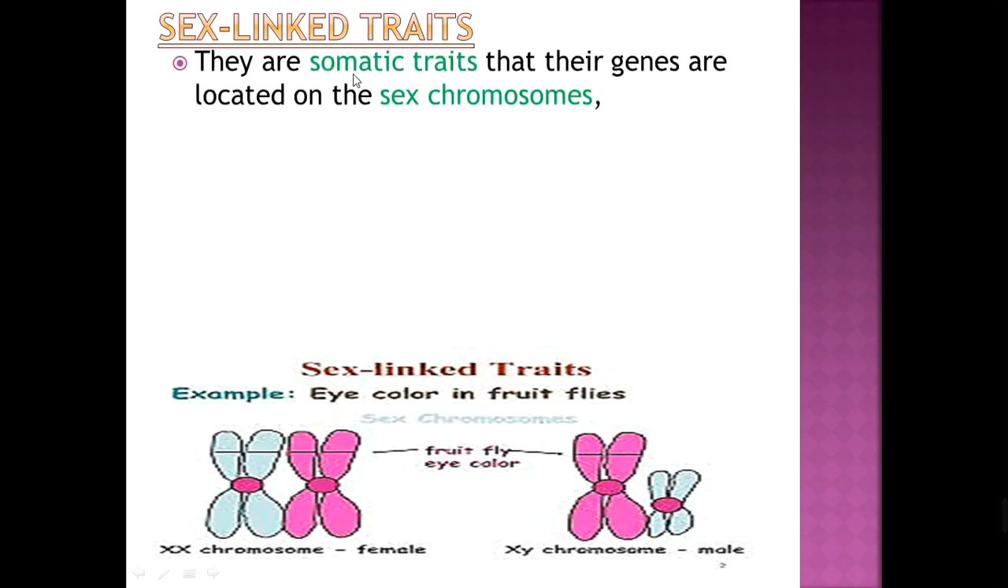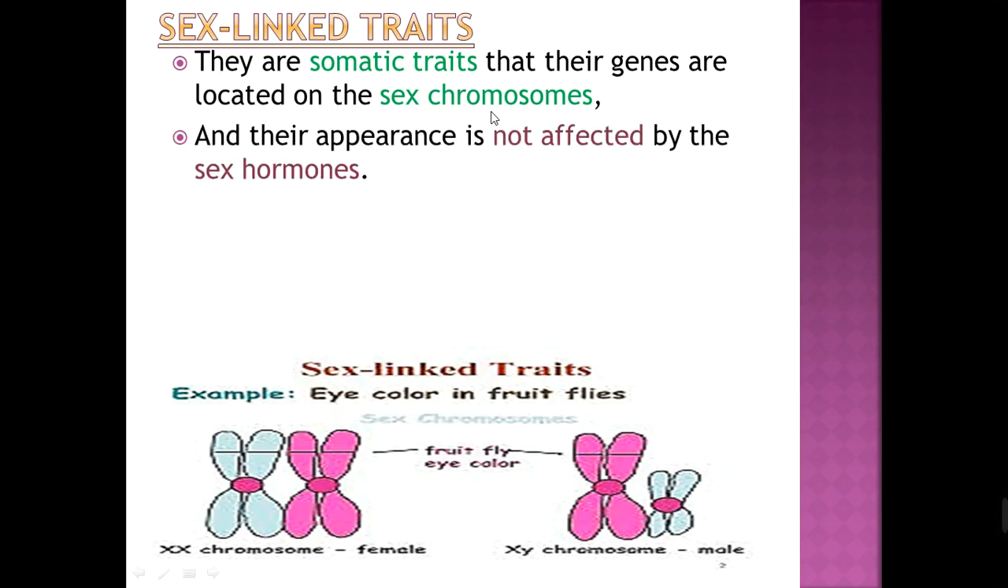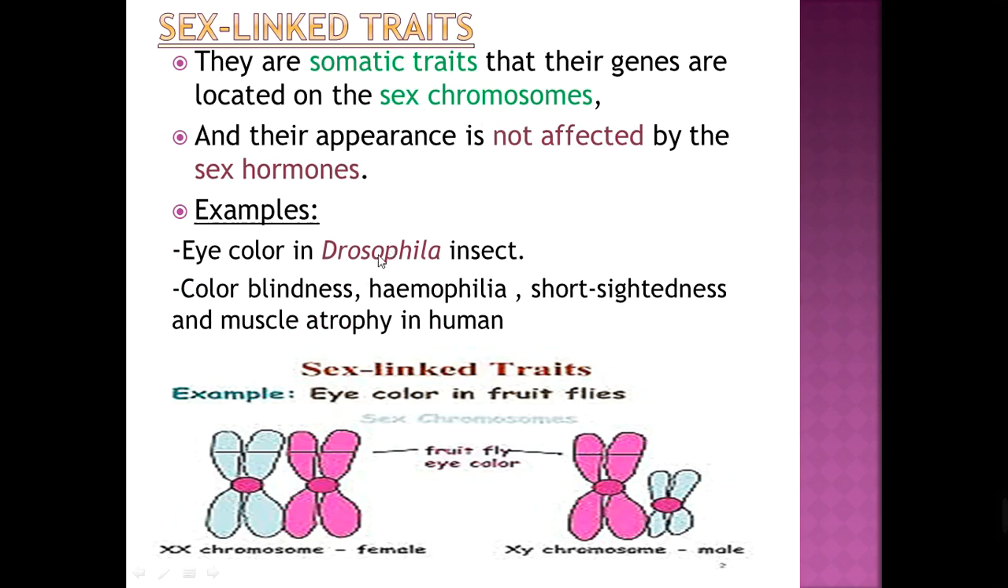So sex linked traits are somatic traits, meaning the character appears on the body, but their genes are located on sex chromosomes. This character is carried on the sex chromosomes but is not affected by the sex, and its appearance is not affected by the sex hormones or the sex of the living organism. Examples, as we said before: the eye color in Drosophila insect, color blindness, hemophilia, blood liquidity, short-sightedness, and muscle atrophy in humans.